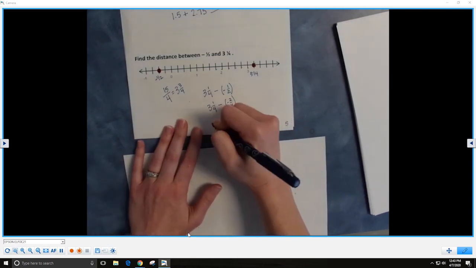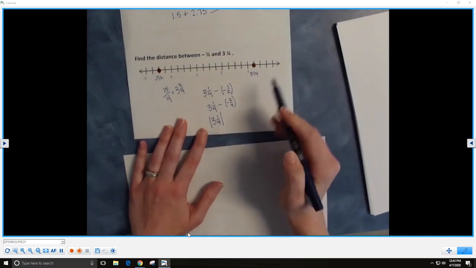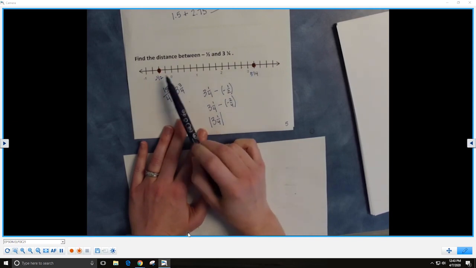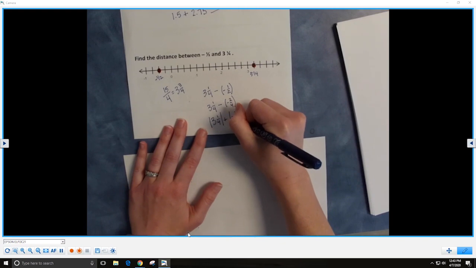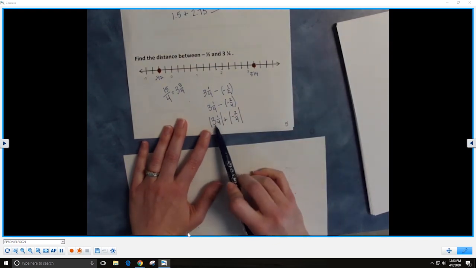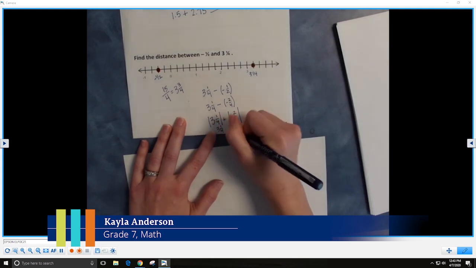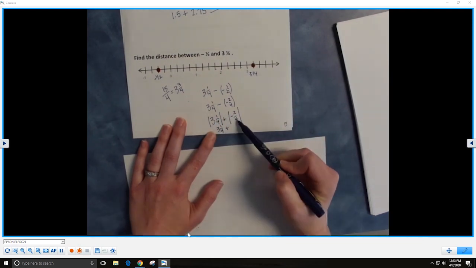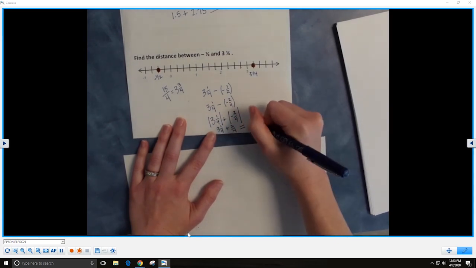Or we can use absolute value and say the absolute value of 3 1/4, which remember is the distance that this number is from 0, plus the absolute value of this negative 2/4. So the absolute value of 3 1/4 is what? Well, how far is 3 1/4 from 0? It is 3 1/4, plus the absolute value of negative 2/4, which is positive 2/4. And adding those together, we get 3 3/4.